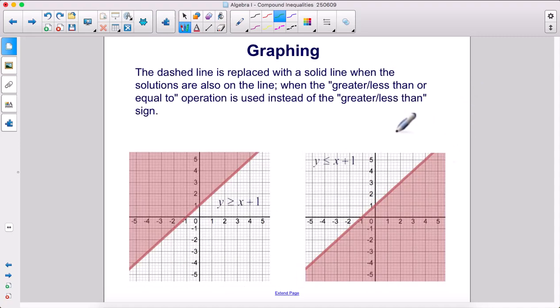The dashed line is replaced with a solid line when the solutions are also on the line. This is when we use greater than or equal to or less than or equal to operations instead of just greater or less than. So here we have y is greater than or equal to x minus 1, and here we have y is less than or equal to x plus 1.